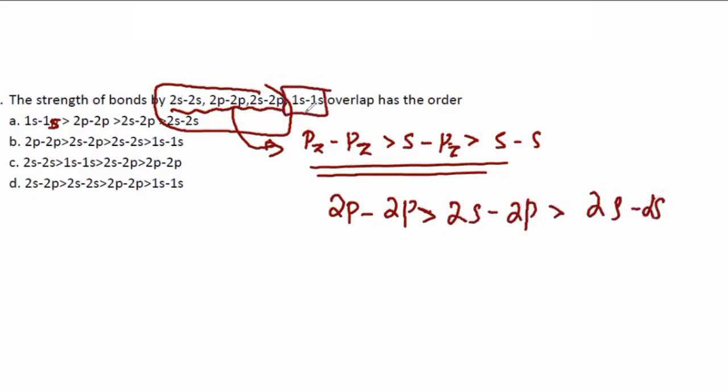But this is a shorter orbital, so that orbital overlapping will be much greater than the second one. Okay, so here n is lower. If n is lower, the strength is higher.